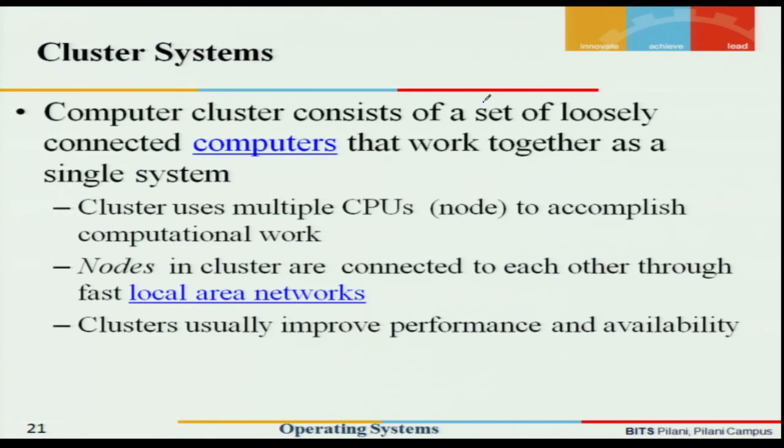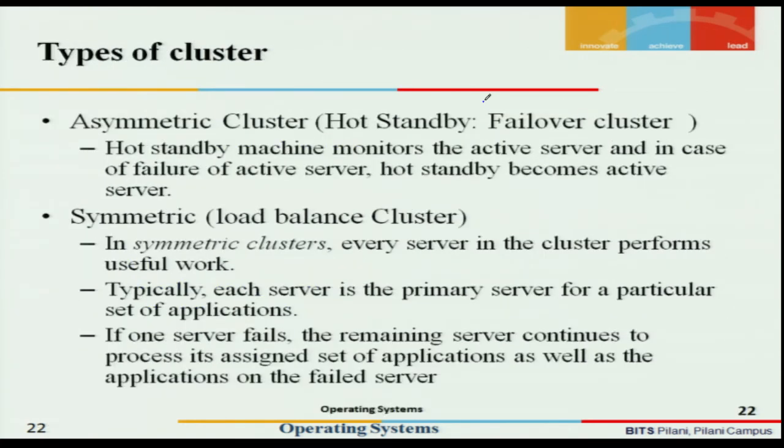So even if one of the systems in the cluster fails, the performance of the overall system would degrade, but the availability is going to be there. So cluster computing would offer greater availability, that is, it can offer higher reliability. What are the various types of clusters which can be there? Clusters are classified as asymmetric and symmetric clusters.